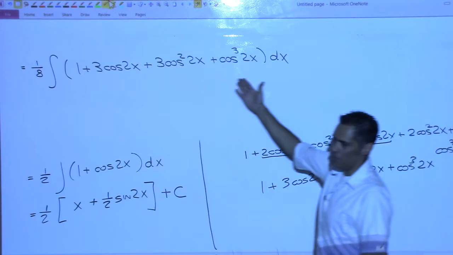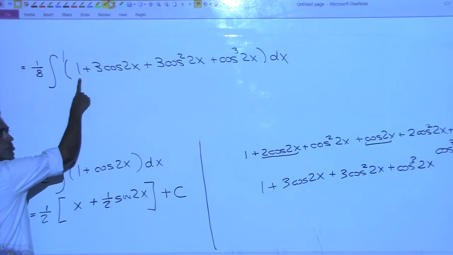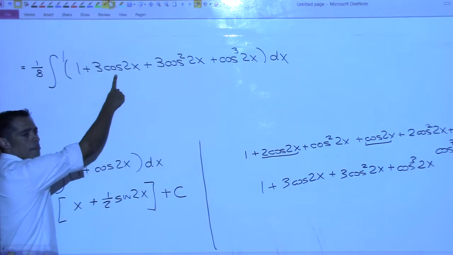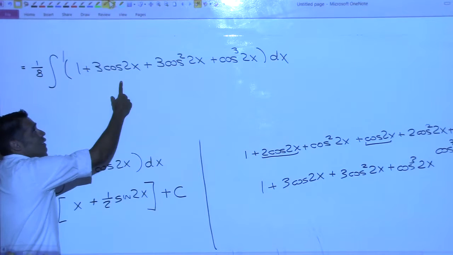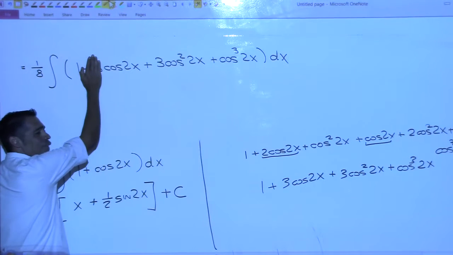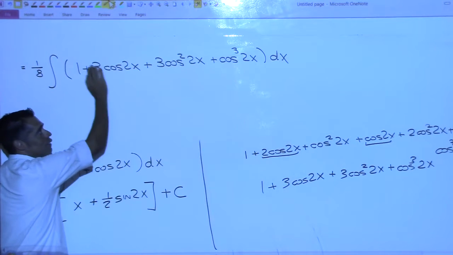A problem like this really kind of, whoa. So that's the expansion. Ready? Can you find the antiderivative of that? Okay, good. We're happy about that. This one? What's the antiderivative of cosine 2x? There's a half sine 2x. So far, so good.